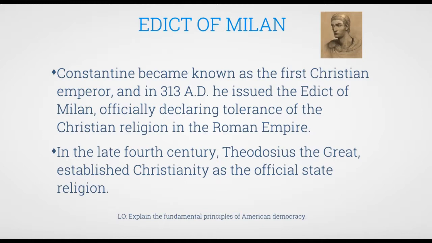So they went from being a religion that was officially persecuted under the Emperor Nero, but under Constantine, there's official government tolerance of the Christian religion. And then, in the late 4th century, Theodosius the Great established Christianity as the official state religion. And so it kind of came full circle. From being this religion that was persecuted, it became the official religion.